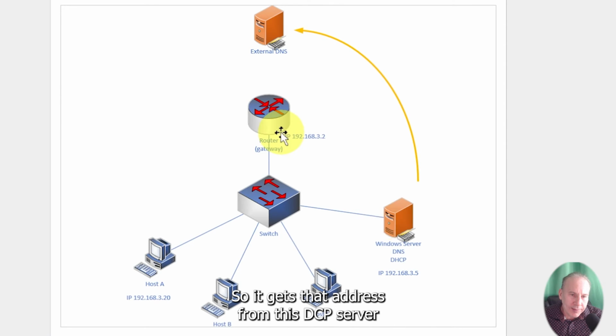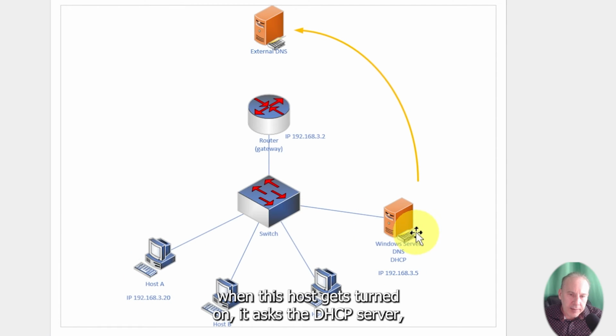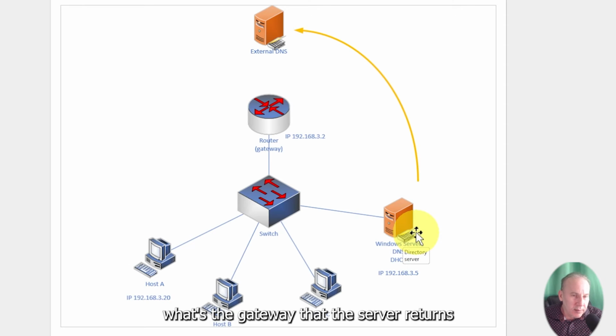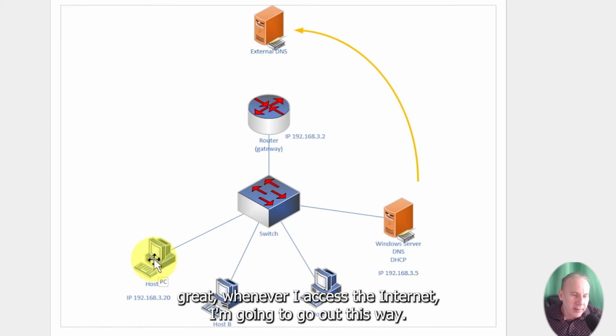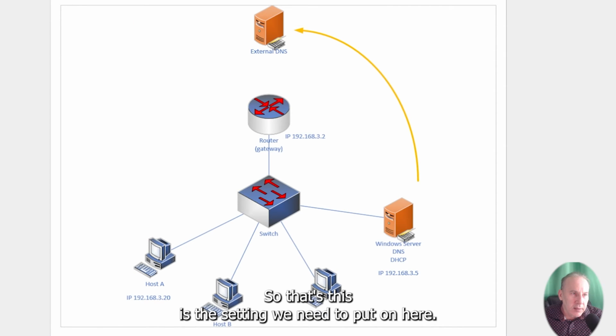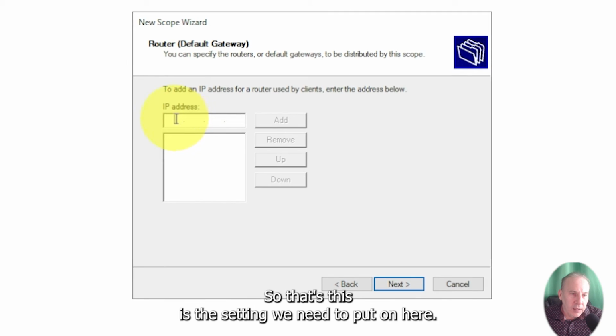So it gets that address from this DHCP server. When this host gets turned on, it asks the DHCP server, what's the gateway? The DHCP server returns and says the gateway is 192.168.3.2. It says, great, whenever I access the internet, I'm going to go out this way. So this is the setting we need to put on here.